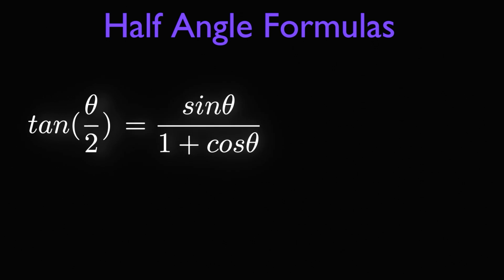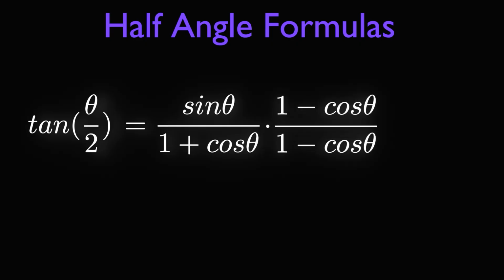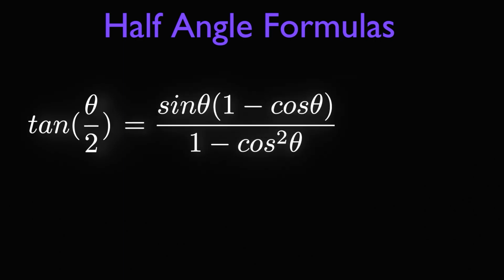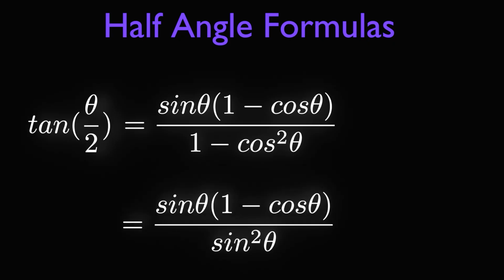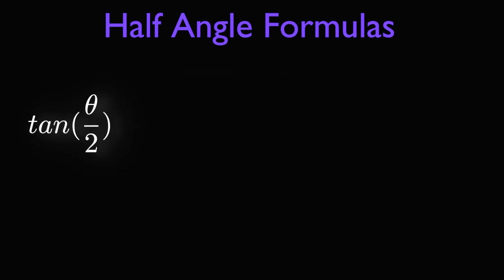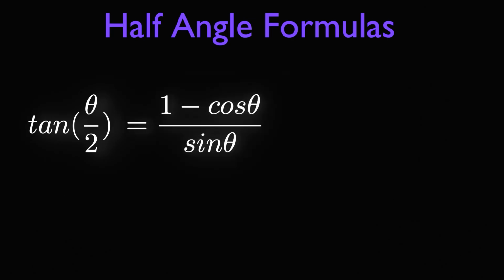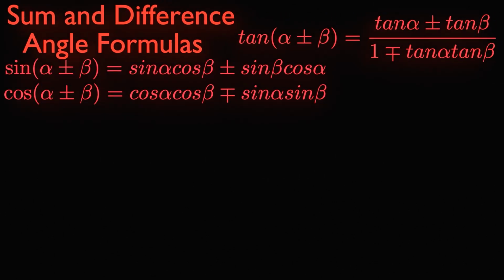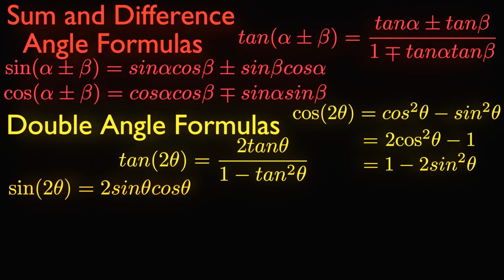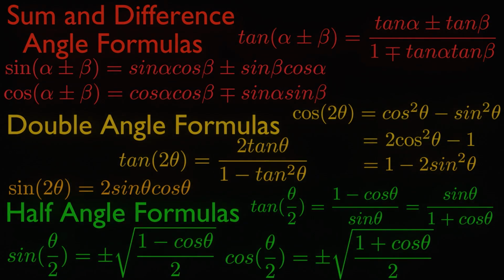Now there's actually 2 solutions for this equation, and to get that, we're going to just multiply the result we got with 1 minus cosine theta divided by 1 minus cosine theta. We can leave the numerator as is, and the denominator turns into 1 minus cosine squared theta. The denominator then turns into sine squared theta using the Pythagorean identity, and we can cancel out these two sines, giving us tan theta half is equal to 1 minus cosine theta divided by sine theta. Add that to our collection, and now we have the sum and difference formulas, the double angle formulas, and the half angle formulas.